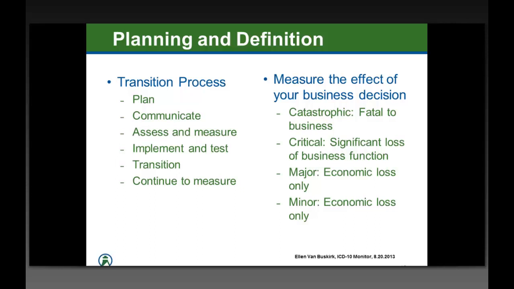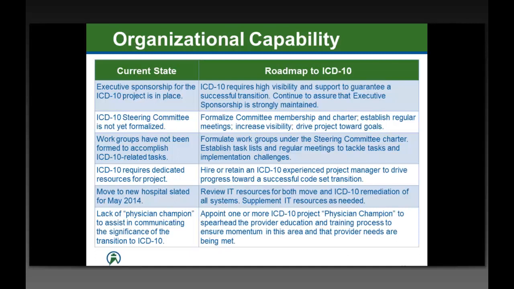So your planning and definition is very important, and right now you also have to look at what the effect of your business decisions are in order to move forward and make this happen. So you've also got to look at your organizational capability. Two things that are really important in this instance is that in this particular organization, they did not have a physician champion to assist in the communication and moving this forward. And I think more and more as we talk to folks, and I don't know about y'all, we're finding that there are organizations that are challenged to have a physician champion step up to the plate.